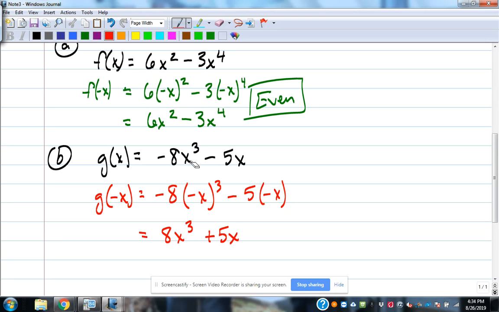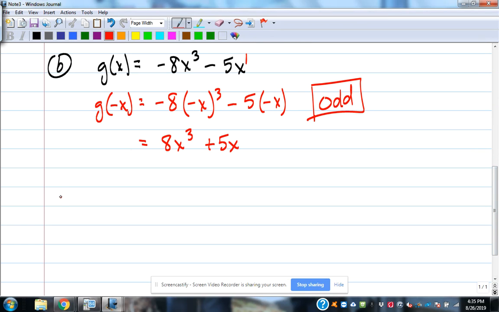Notice that is the opposite of what I started with. The original problem had negative 8x cubed. This one has positive 8x cubed. The original had negative 5x. This one has positive 5x. Those are opposites, so this would be an odd function. The shortcut is to look at the exponents. Technically, there's a 1 exponent on that plain x. 1 and 3 are both odd numbers, so the exponents on the variables are all odd, which means this is an odd function. All even exponents, even. All odd exponents, odd. A mix of those would be what? Neither. Anytime it's mixed up like that, it's going to be a neither.